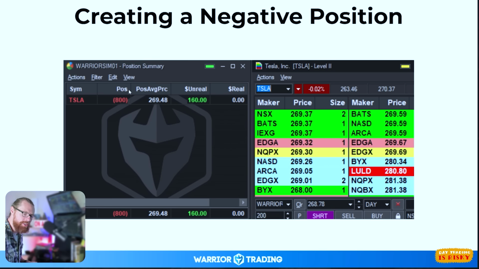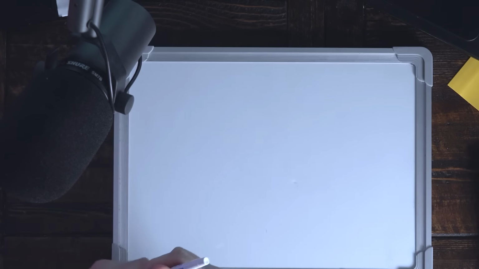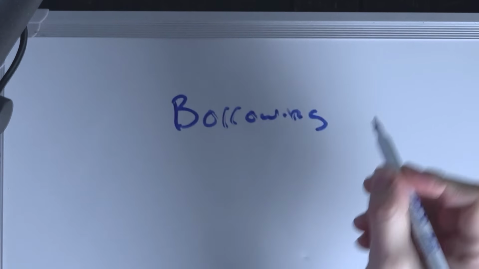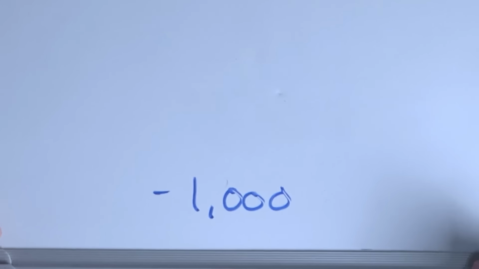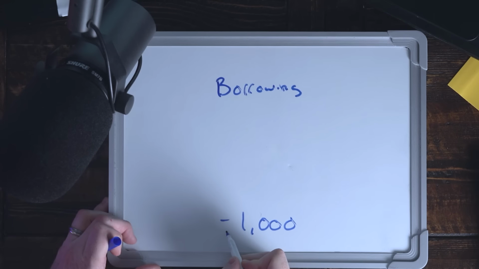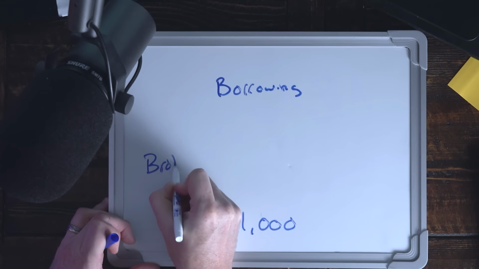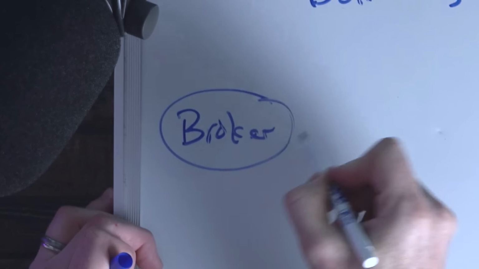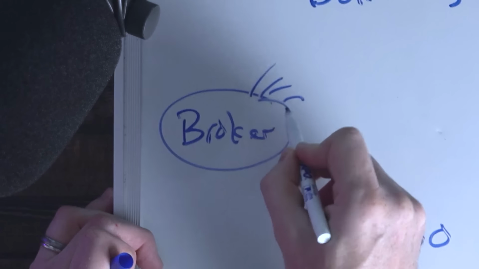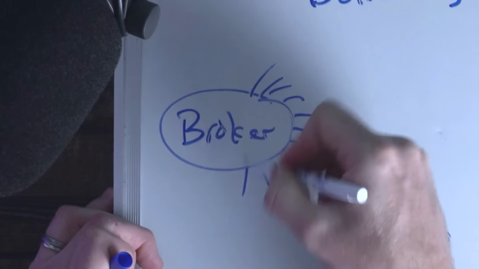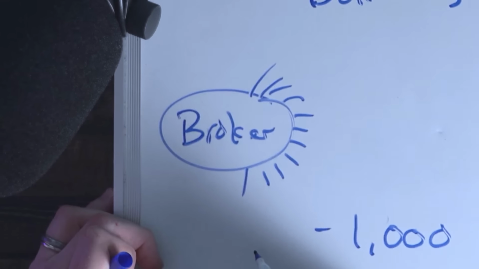Well, it requires understanding a bit of the terminology of short selling. And the first is the concept of borrowing. All right, so what you have to do to create this negative 1,000 share position, just as an example, is you have to borrow these shares from someone who owns them. So you've got your broker here. This is the broker where you're trading. And your broker, of course, has potentially millions of clients. Now, one of their clients, most likely, is holding shares of whatever you're wanting to short.